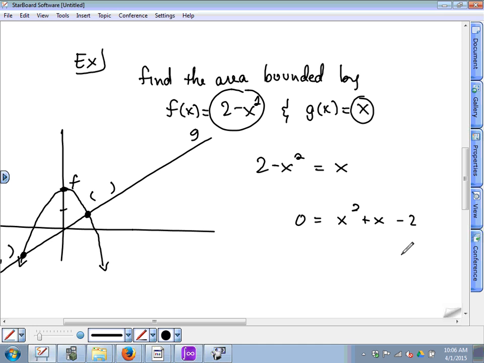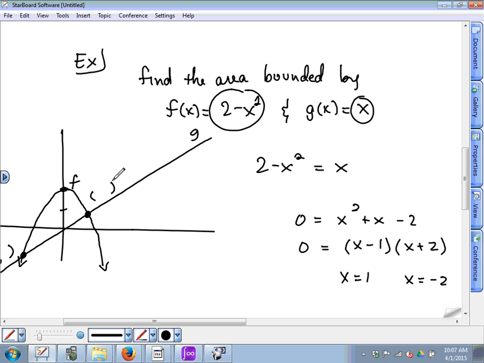And we are so lucky. This factors. It's x minus 1, x plus 2. So then x equals 1, x equals negative 2. Now, matter of fact, we don't really need the full coordinate.